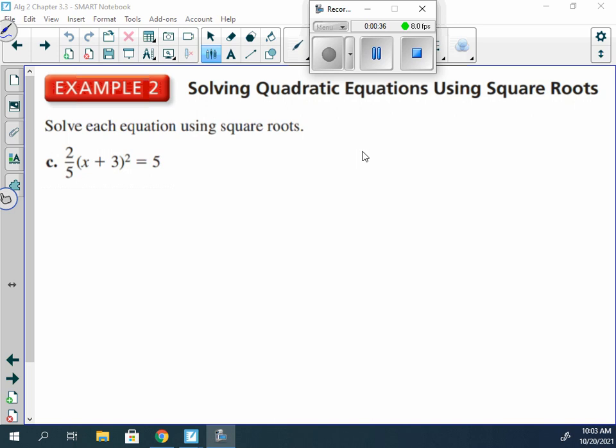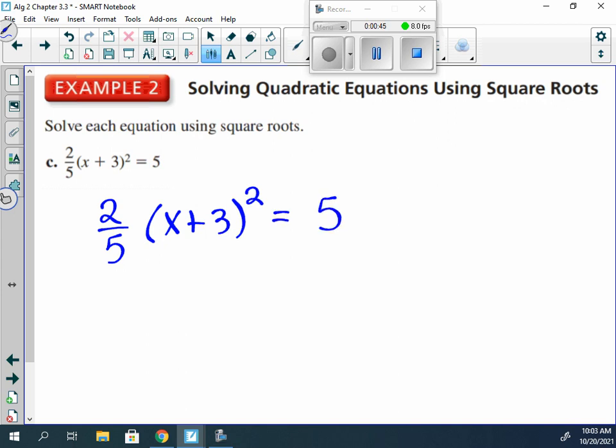So just like with yesterday, we want to get it by itself. Yesterday, all the ones we worked with, we wanted to get x squared by itself. Here we want to get that set of parentheses squared by itself. Because if we take the square root of that set of parentheses squared, the square root and the square will simplify out. But we want to get it by itself first. So what can we do?